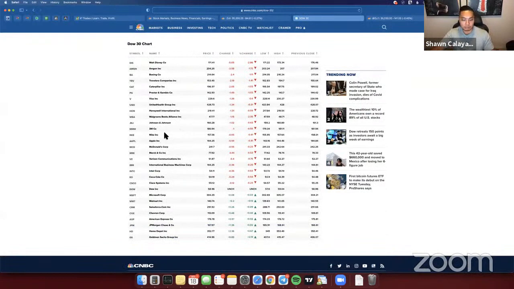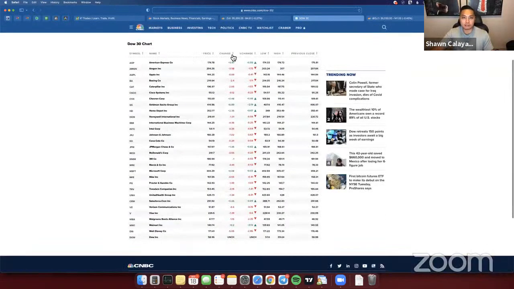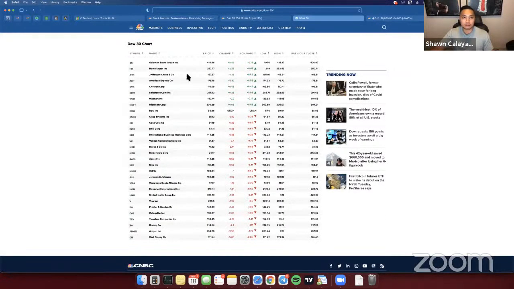Looking over here at the Dow index, I'm going to refresh this. Looks like a lot of these stocks are starting to turn green. Yeah, Goldman Sachs is literally just carrying it on its back. You can see Goldman Sachs is up almost 10 points. Home Depot is up 2 points. JP Morgan's up 1 point. Amex is up 1 point. Chevron's making its way up as well.